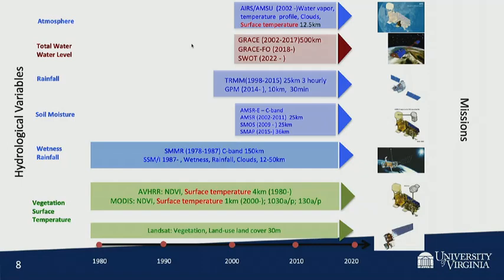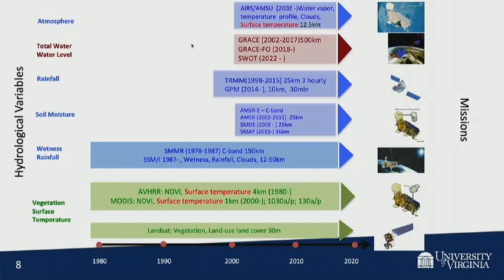We got all these hydrological variables from different sensors. These are all well-established sensors. Landsat does vegetation, land use, land cover, vegetation index, and surface temperature is also done by AVHRR. Some wetness and rainfall by SMMR and SSMI. Then you have a whole host of satellites for soil moisture, a whole host of them, and there's no dearth of it. And then obviously rainfall, TRMM and GPM. And total water or water level are GRACE and SWOT.